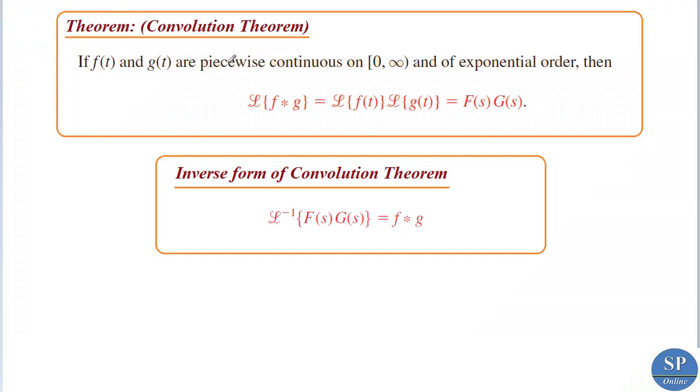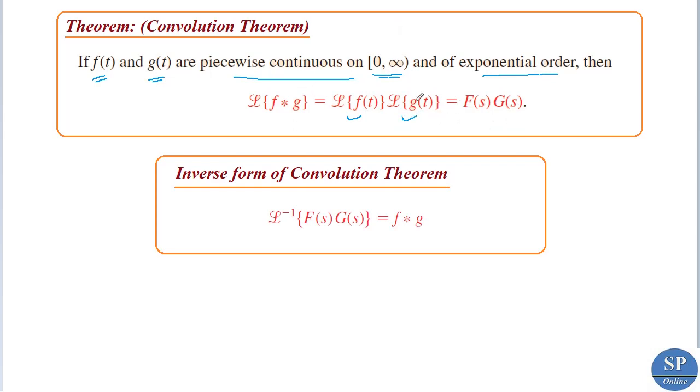Now we have an important theorem called the convolution theorem. It states that if f of t and g of t are piecewise continuous functions on 0 to infinity and of exponential order, then the Laplace transform of the convolution of f and g, that is L of f star g, is equal to L of f of t into L of g of t, that is F of s into G of s, where F of s is the Laplace transform of f of t and G of s is the Laplace transform of g of t.